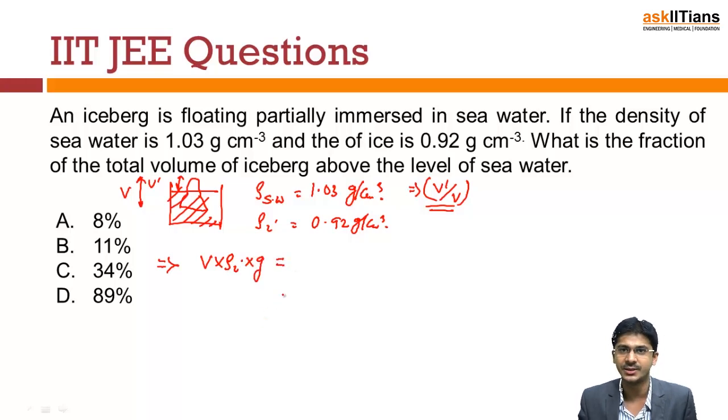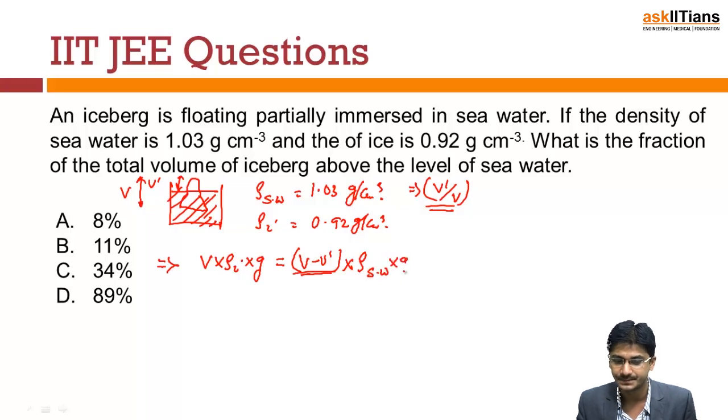This must be balanced by the buoyancy force. Buoyancy force will be the weight of displaced liquid. Now the displaced volume of liquid will be V minus V dash. This is the volume that is displaced, because V dash is outside. So that means V minus V dash is inside. This is equal to the volume of displaced liquid, so displaced liquid into the density of seawater into g.